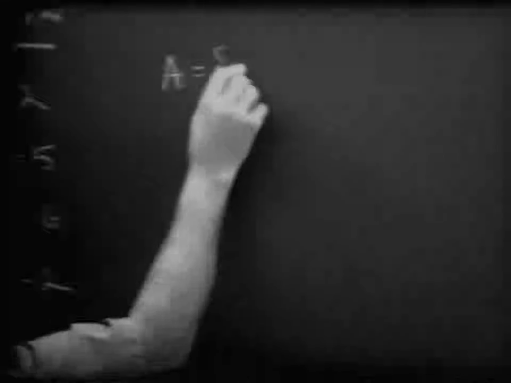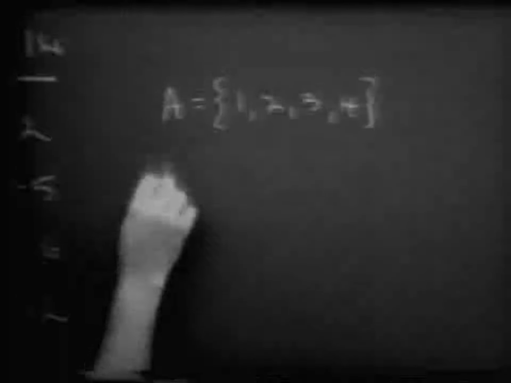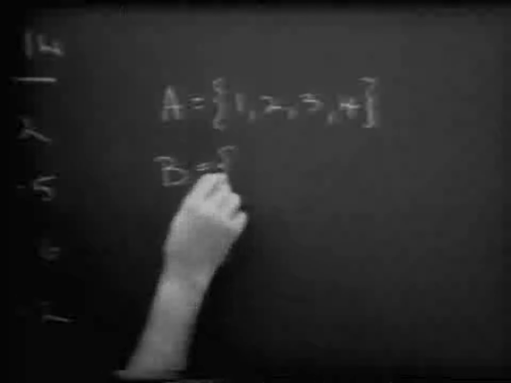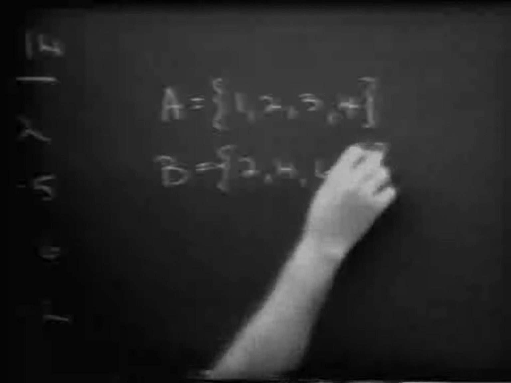Big phrase, and there are a lot of words there, so let's see what it means. Let's start out here with some set which I'll call A, and let's indicate the set by the elements 1, 2, 3, 4. And let's just make up some other set. Let's call it the set B, consisting of, let's say, the elements 2, 4, 6, 8.